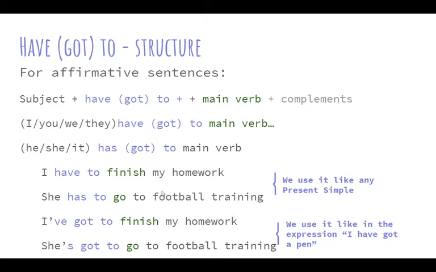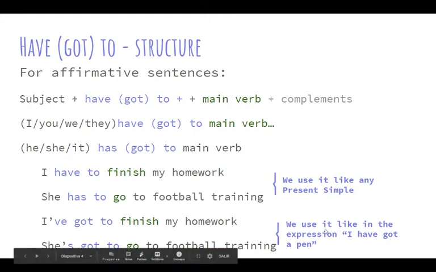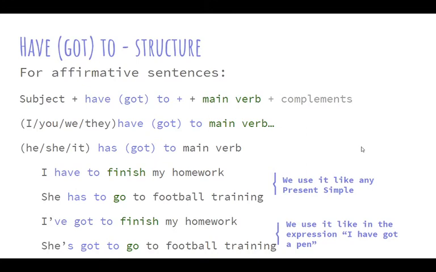So for affirmative sentences, we can use have to, that is like using the present simple, and have got to is like the expression I have got that we use for a possession, like have you got the time? Yes, I have. Or have you got a pen? Yes, I have. I've got a pen. Or she's got a computer, etc. All right? As we always do, we start with the subject, then the modal verb, then the main verb, and then any complements that we have.